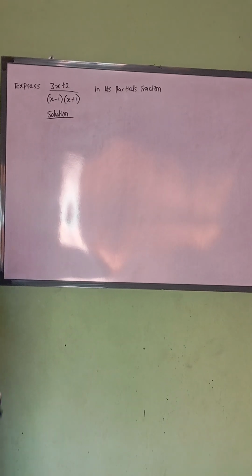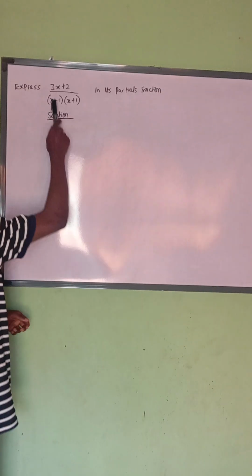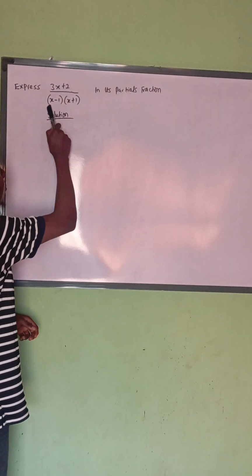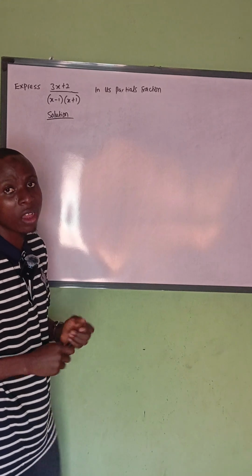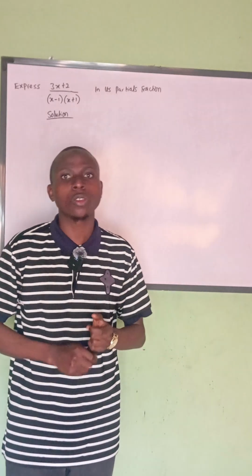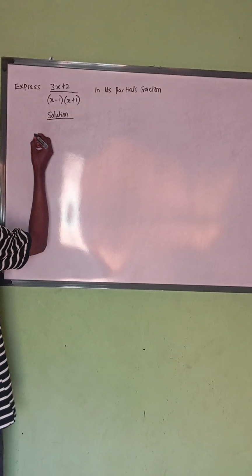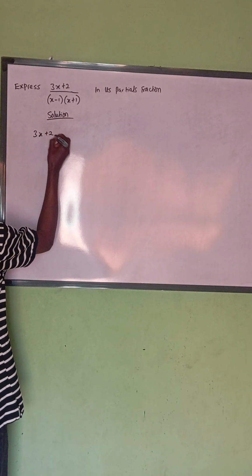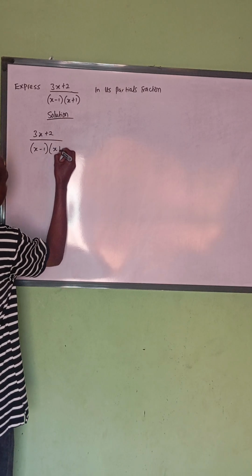Without wasting our time, let's quickly look at this mathematics question. We have to express 3x plus 2 all divided by x minus 1 times x plus 1 in its partial fraction. Now, we want to resolve this into partial fractions. How can we do that? Follow me. We are given 3x plus 2 divided by x minus 1, x plus 1.